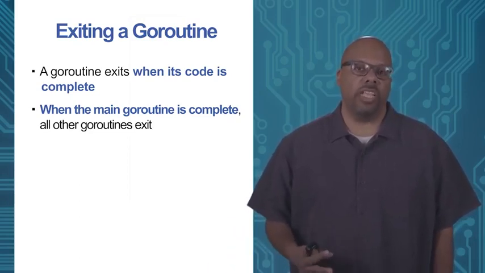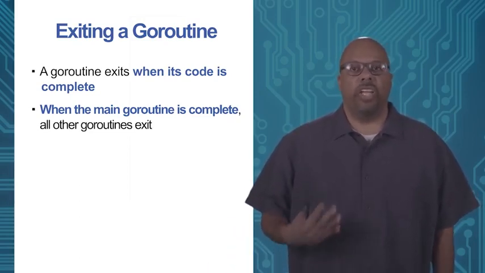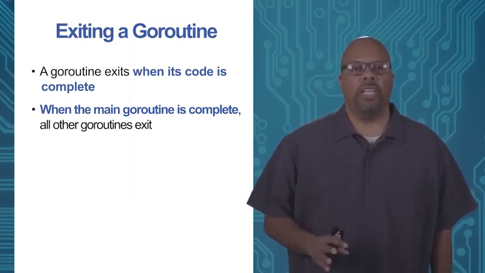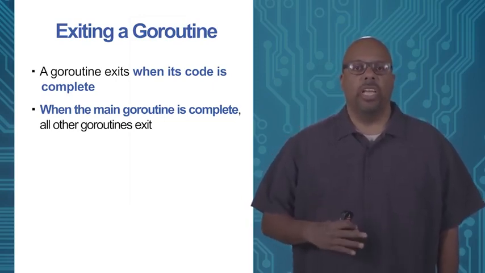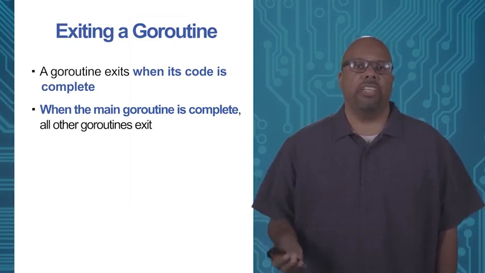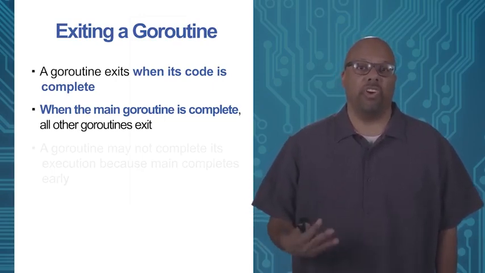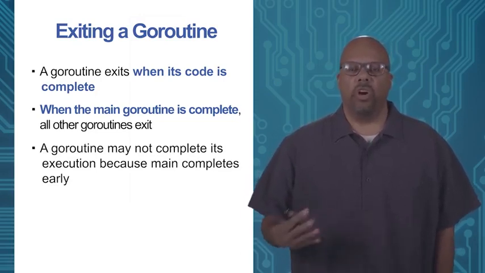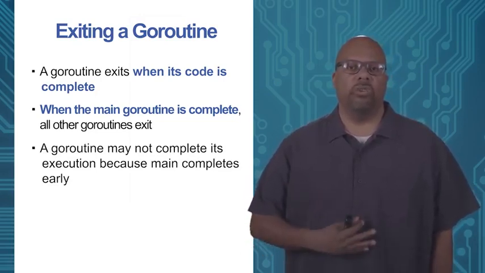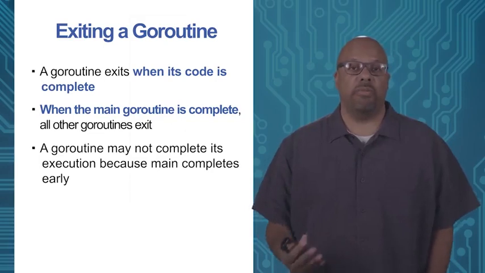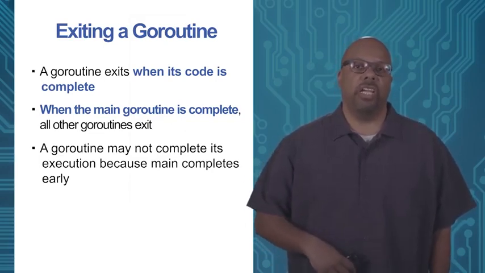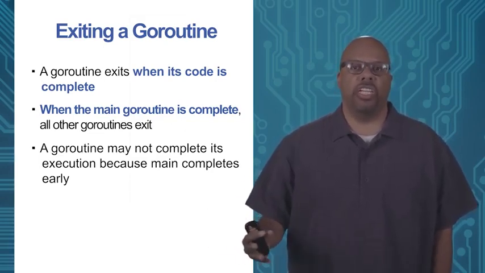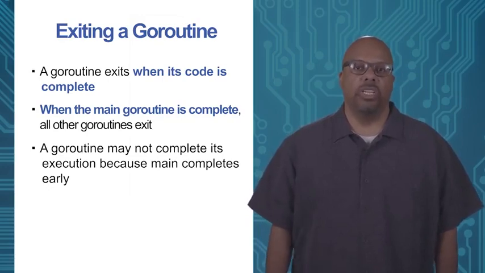And this is important to understand, to think about when you're writing your routines, because the Go routine that you create may not complete its execution because the main completes first. And so you might get this behavior where you say, look, I wrote this code and this Go routine is supposed to execute, and it doesn't seem like it's executing. And that might be because the main is completing before the Go routine ever got to finish its own code. So that's something to watch out for.